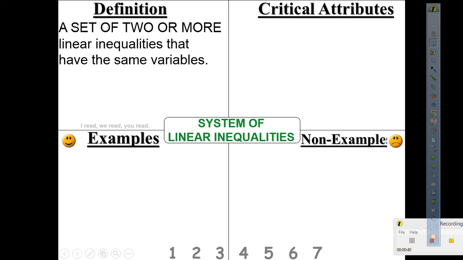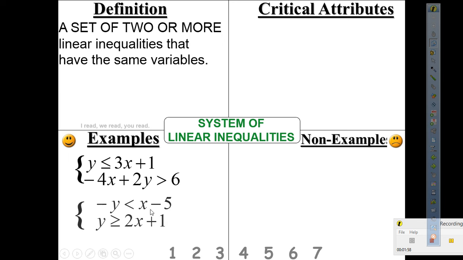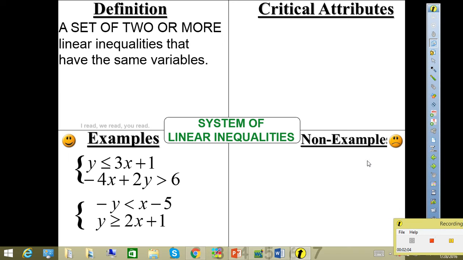Turn over the definition for system of linear inequalities, please. Here we go. Examples. Copy this down. Y less than 3x plus 1, negative 4x plus 2y greater than 6, and negative y less than x minus 5, and y greater than or equal to 2x plus 1. Copy that, please.